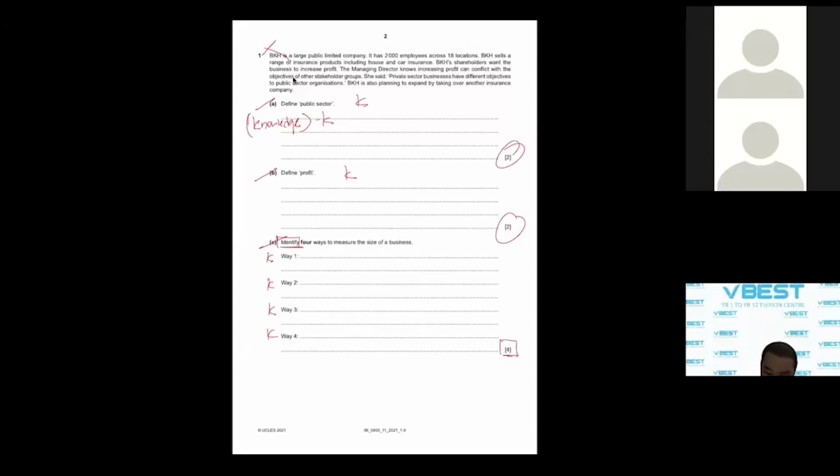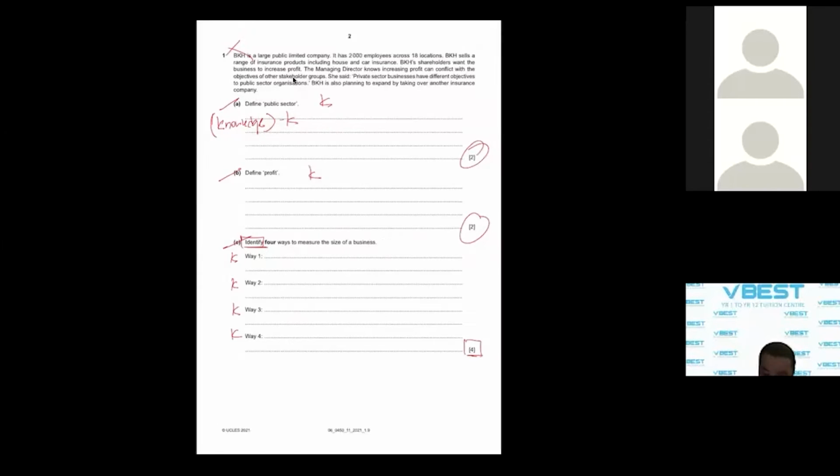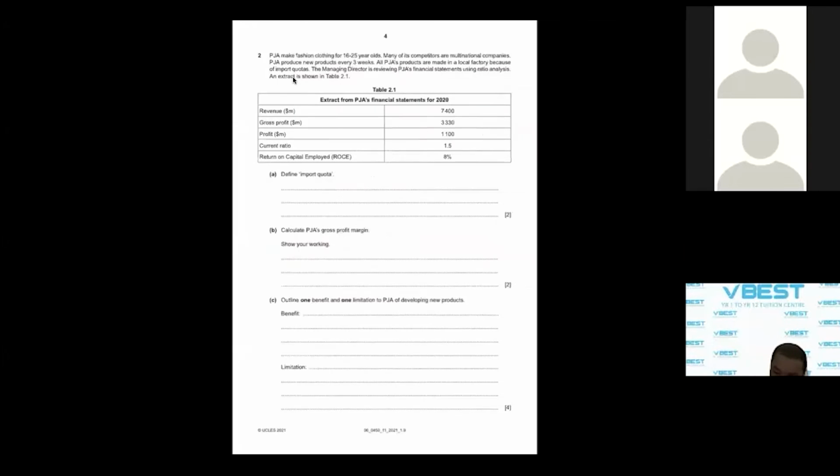Now for A, B, C, quite straightforward. Another type of question C, you may look at this question 2. When they ask you to outline 1 benefit and 1 limitation, here they only ask for 2 knowledges. Benefit is 1 knowledge and limitation is another knowledge. But the total is 4 marks, so where do the other 2 marks go? They go to your application.